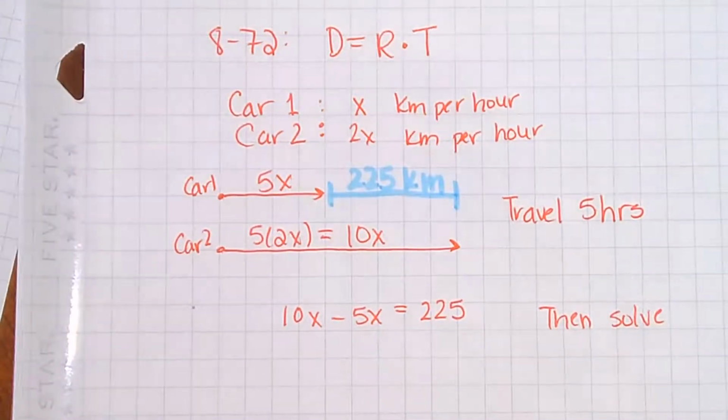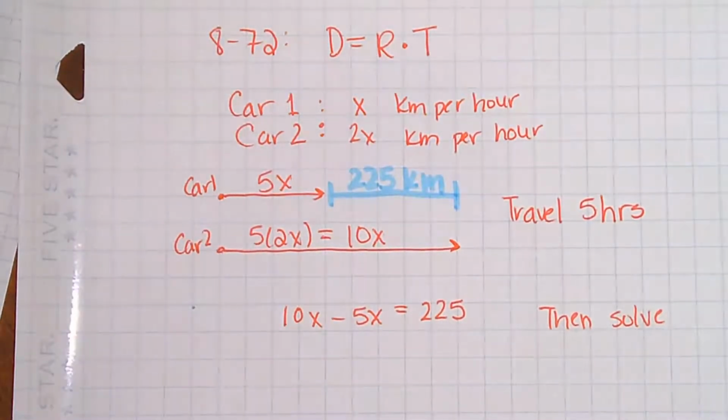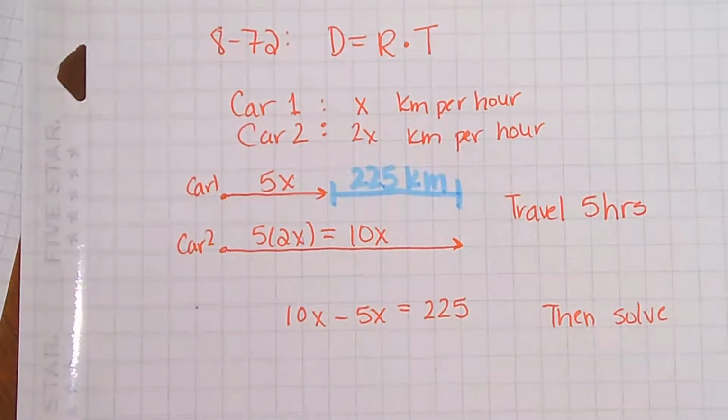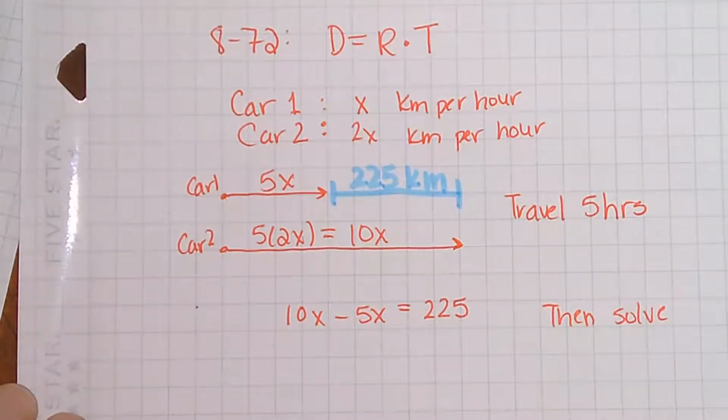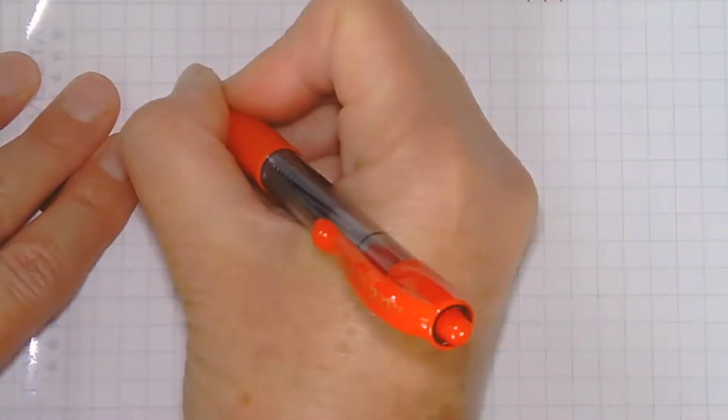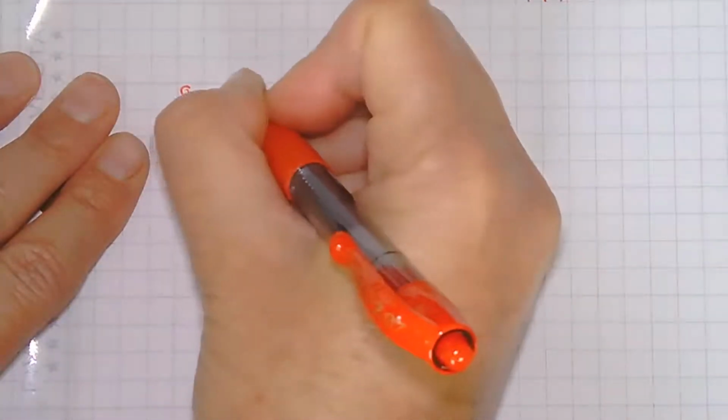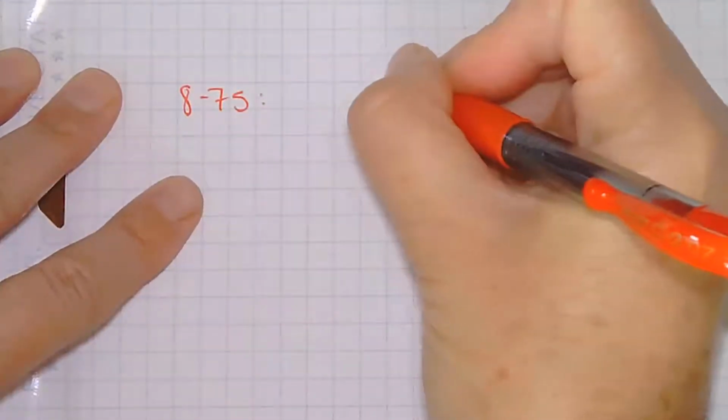For problem number 8-75, you're going to do it on graph paper. If you do not have graph paper, then you can use the graph paper in your composition book. Okay? So for that problem, let me plot those points. Let me draw my graph.